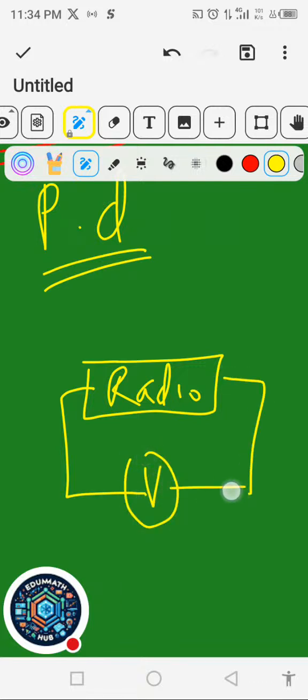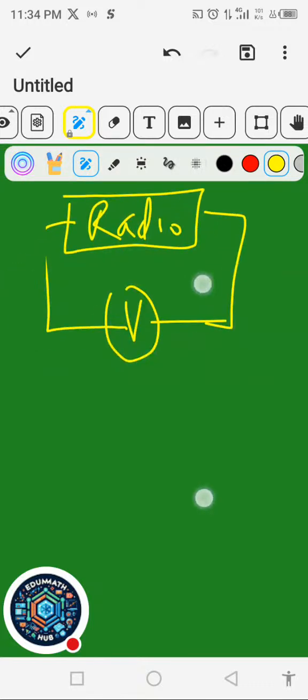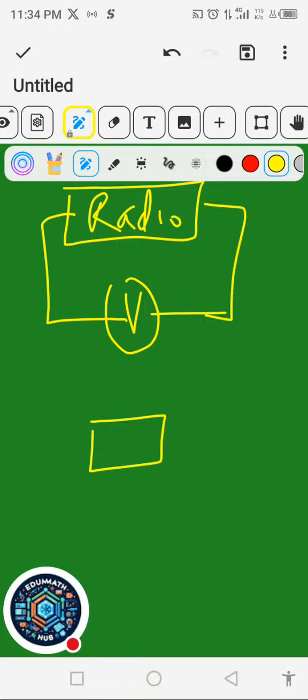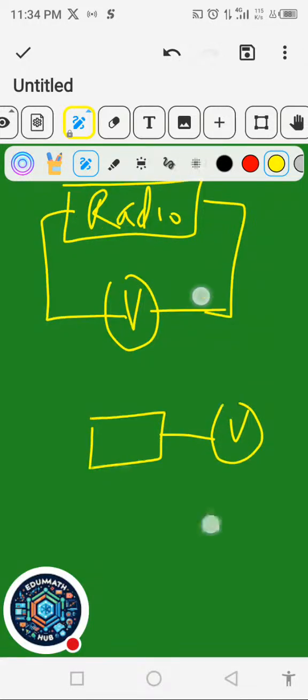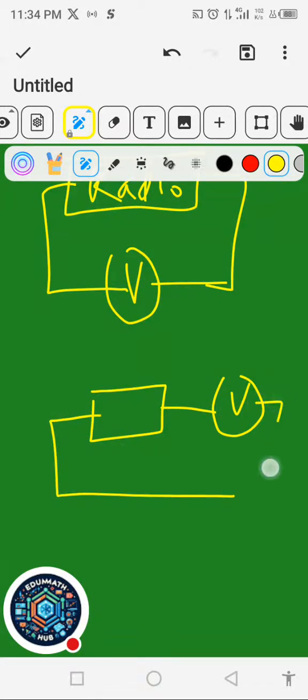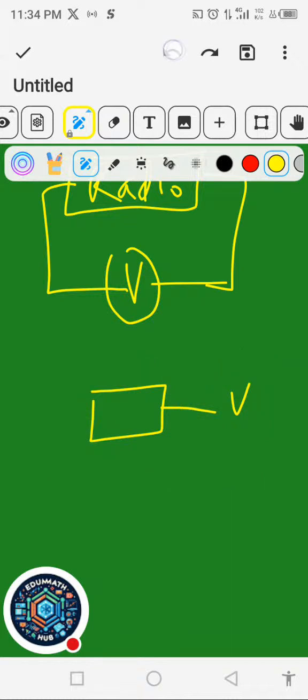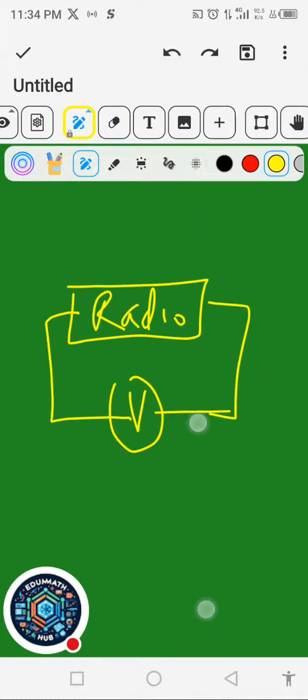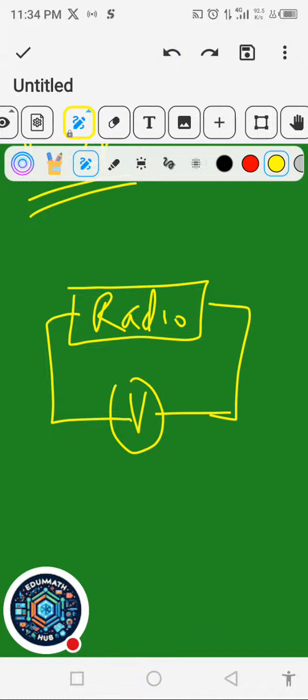Place it in parallel. Not like this. Don't place voltmeter like this. This one is for ammeter. This is how you place ammeter, in series with what you want to measure. But for voltmeter, you place it across it in parallel like this. In parallel. So voltmeter is used to measure the PD.